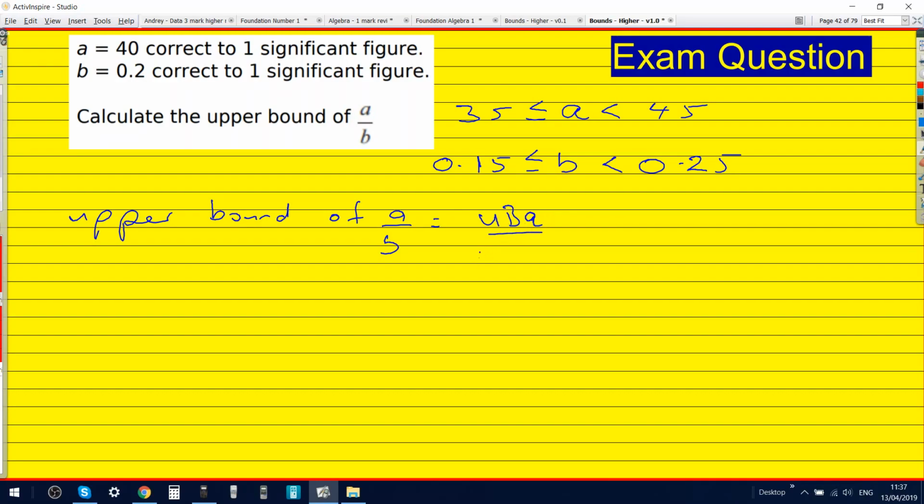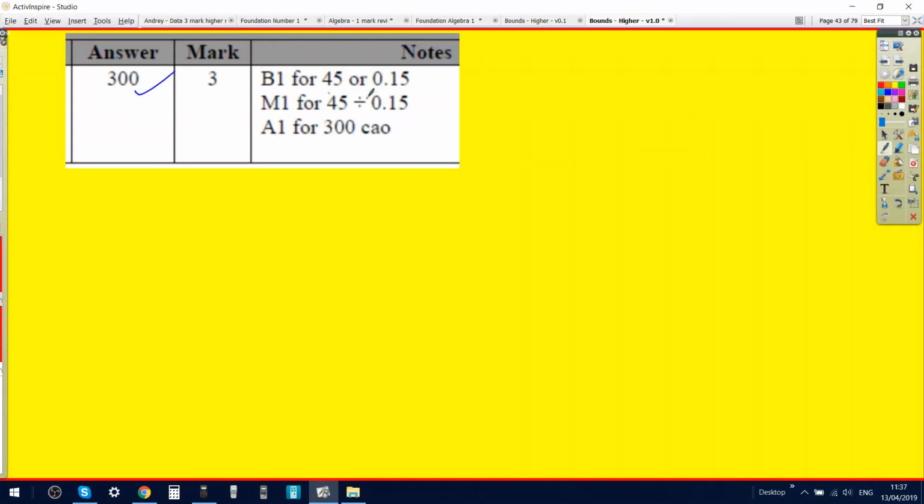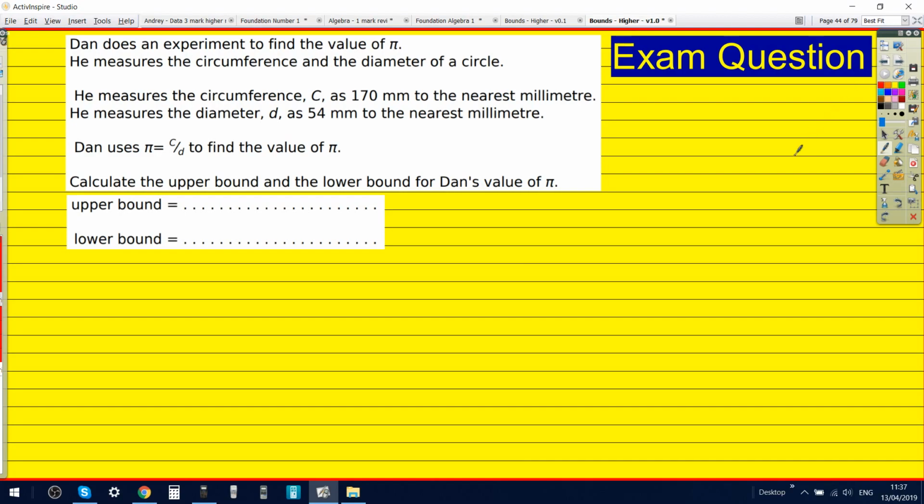Yeah, and that is 45 divided by 0.15, which is 300. That's right.